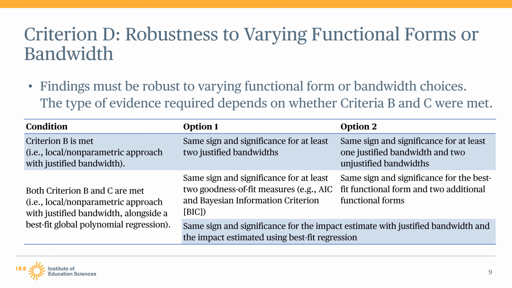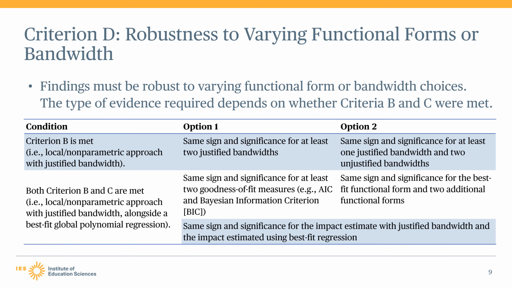If a study satisfies criterion B, the other way that a study can satisfy criterion D is if the sign and significance of impact estimates is the same for at least one justified bandwidth and two additional bandwidths that are not justified. As we have discussed, some studies may not estimate intervention impacts within a justified bandwidth, but may instead use best fit regression modeling approaches, such as global polynomial regression approaches, or they may use some other local approach with an unjustified bandwidth.